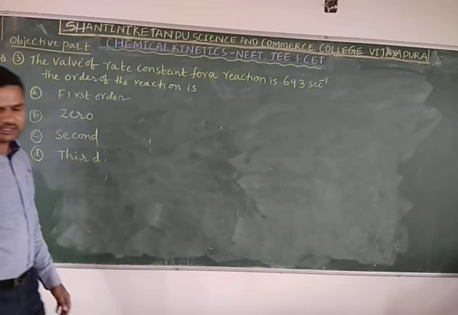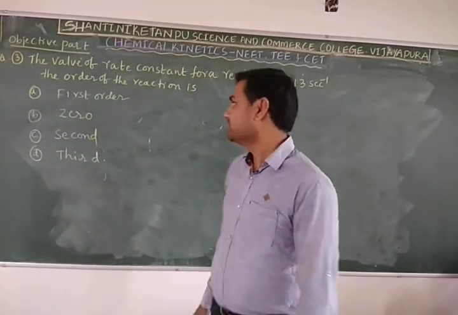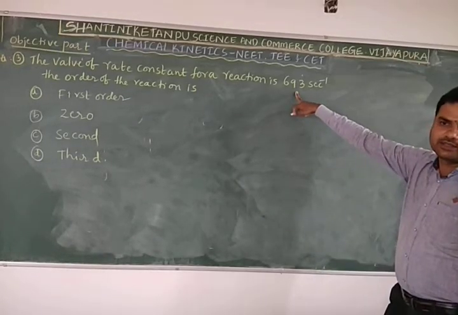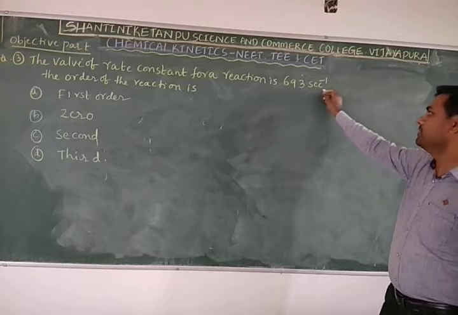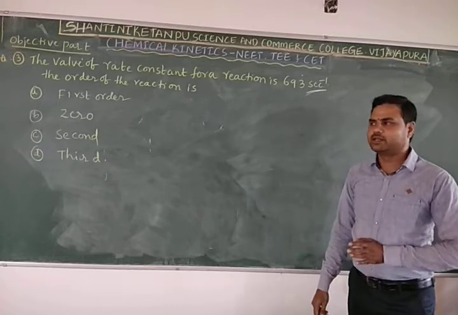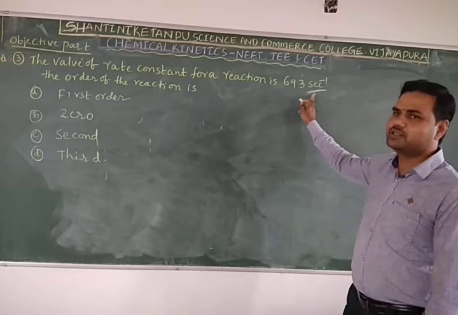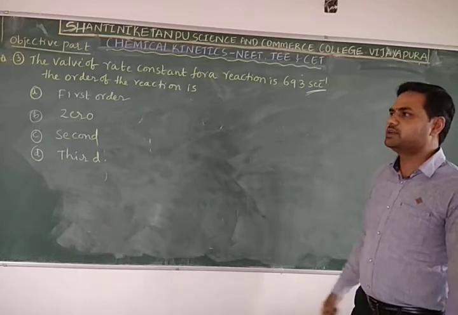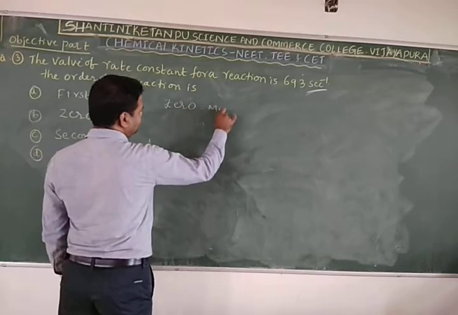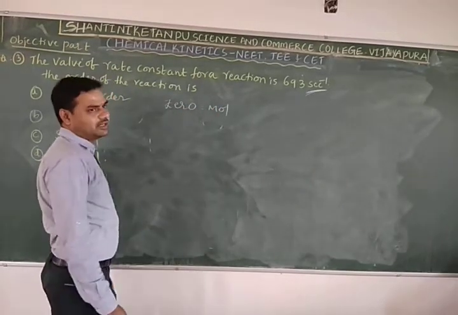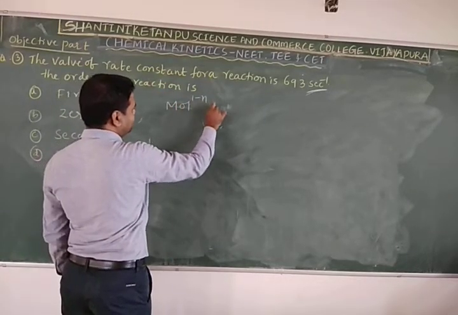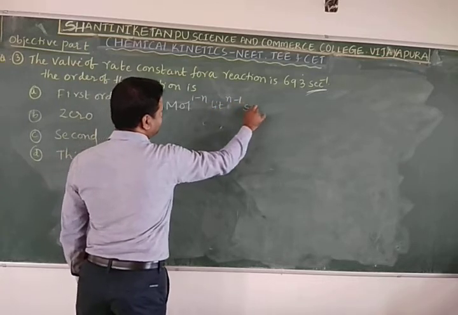And here how can you say this? Identify the order of the reaction. It is very simple. The value of rate constant of the reaction is 693 per second. Based on the units you can identify the order of the reaction. It is a very simple numerical. And here per second are the units for which reaction? What are the units for the zero order reaction? What is the formula? General formula we are using to calculate any reaction: mole to the power 1 minus n, liter to the power n minus 1, per second.